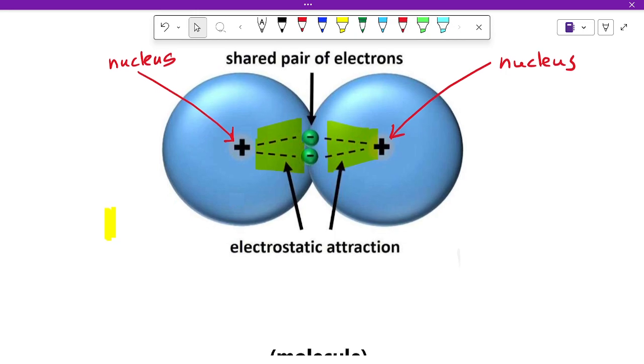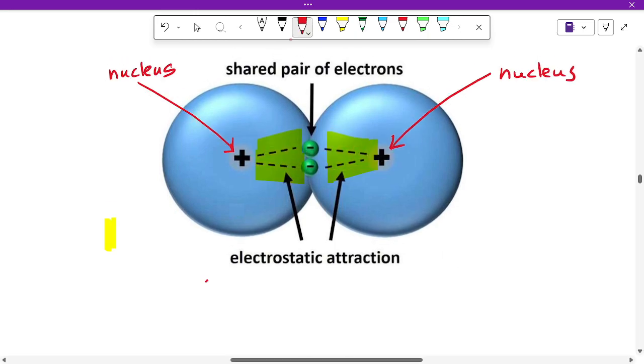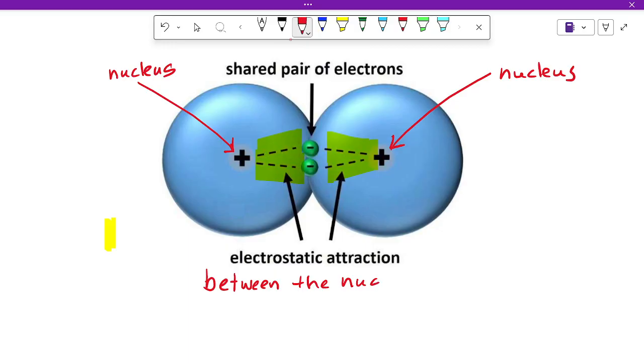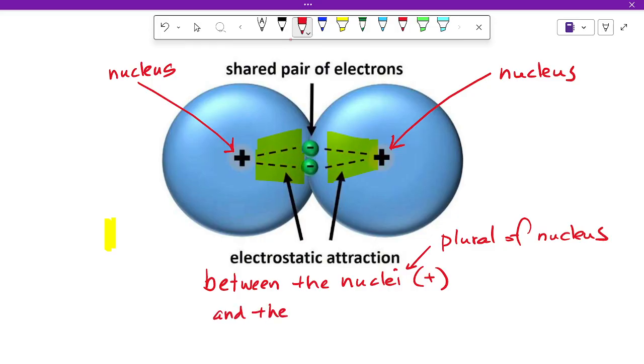So the electrostatic attraction between the nuclei. Do you guys remember what nuclei is? It's the plural of nucleus. So the nuclei are the positive parts. What are the negative things? The shared electrons.